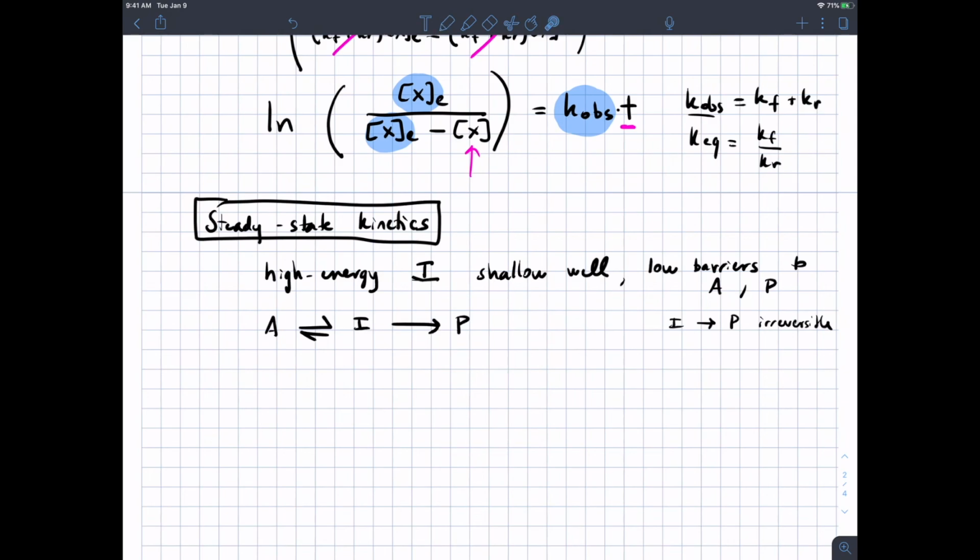All right, so consider the following scenario. We have A equilibrating with I, and then we have I reacting with B with some rate constant K2 to give you P. All right, so we just didn't want to communicate that A broke apart into I plus B, so you got to bring B in here, right? Okay.